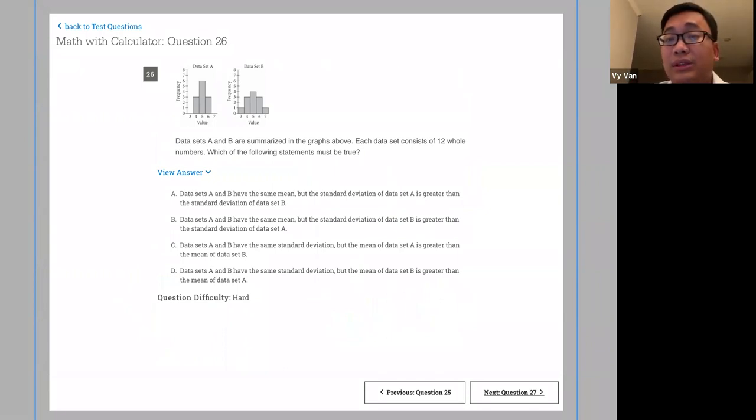Now, you see the word standard deviation. The good news is on the SAT, most of the time they already test you to see if you understand what standard deviation means. I haven't seen a test where it asks you to solve or calculate standard deviation. So let's briefly talk about standard deviation.